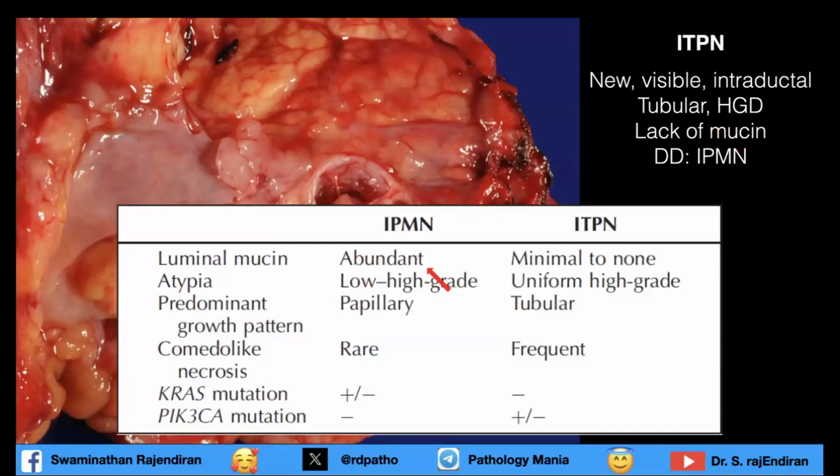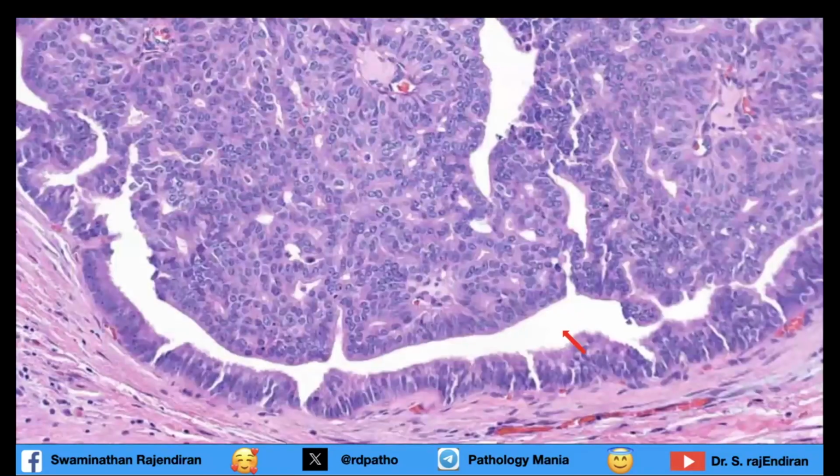So when you see abundant mucin, low and high-grade dysplasia, papillary, comedo without comedo type necrosis, it is IPMN. Whereas ITPN can have minimal to none of mucin. Usually it is high-grade dysplasia. You see a lot of tubular structures, and comedo-like necrosis is very common. So this is a classic picture of ITPN.